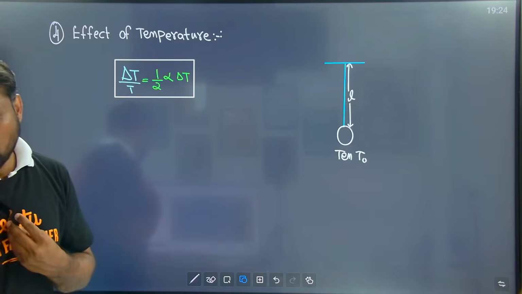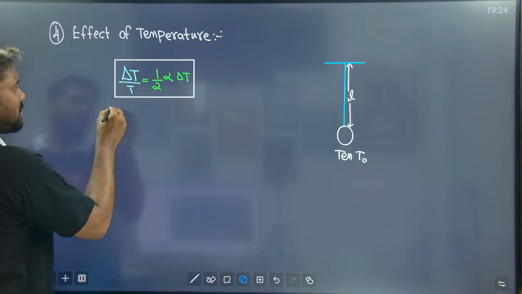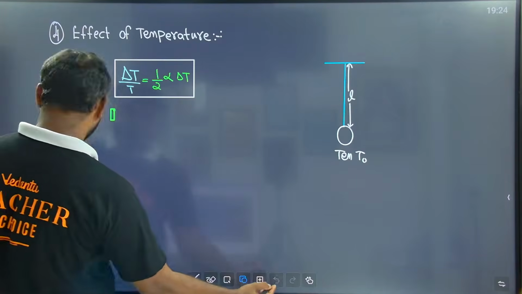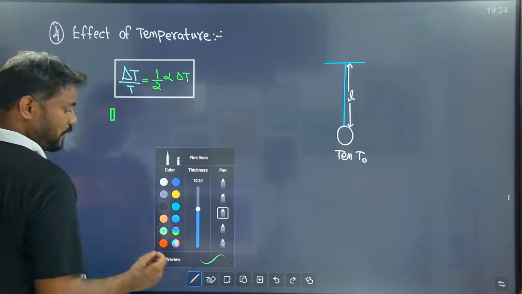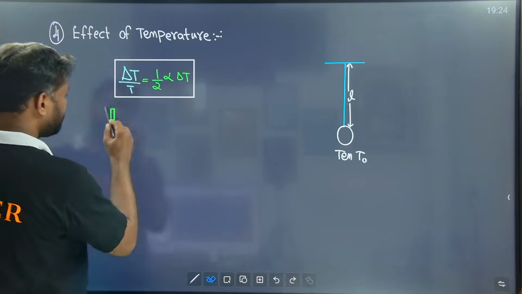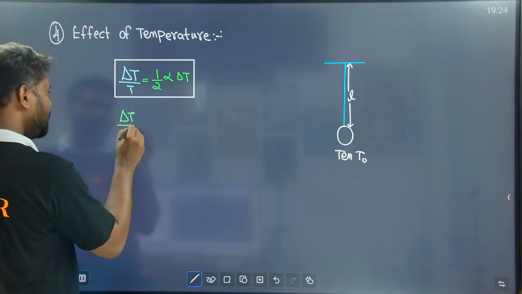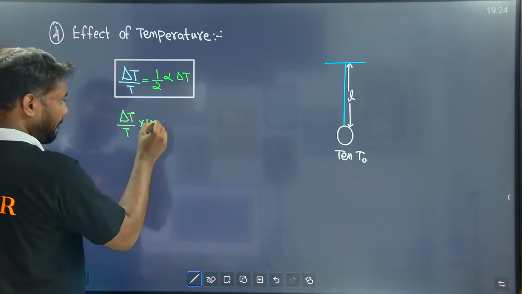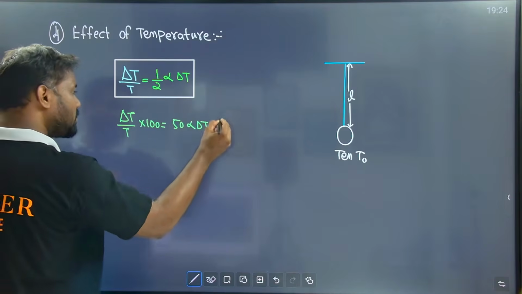Are you still just watching? Yes. So now I need the percentage, 100%. If I want the percentage, then delta T by T. How can I calculate it in percentage? How will you calculate the percentage value? So delta T by T into 100. So I will get 50 alpha delta T. This is the percentage.